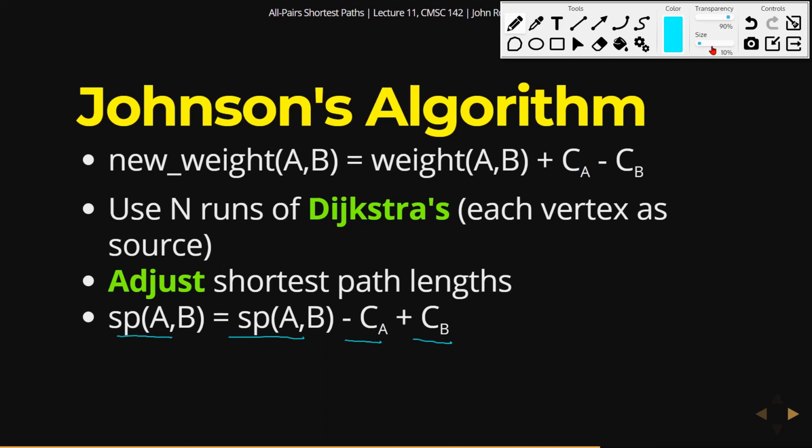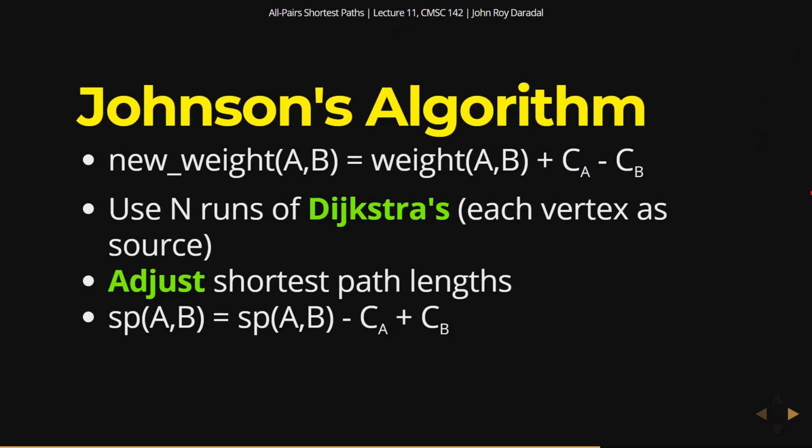Why will we do this? Because earlier, when we reweighted the graph, you added CA and you subtracted CB, right? So to rebalance it, we'll have to subtract CA again and add back CB. You're just doing the opposite of what you did in the reweighting. So in the readjusting, you reverse the reweighting that you did. After doing this, you'll get the actual, correct shortest path lengths. So that is Johnson's algorithm.